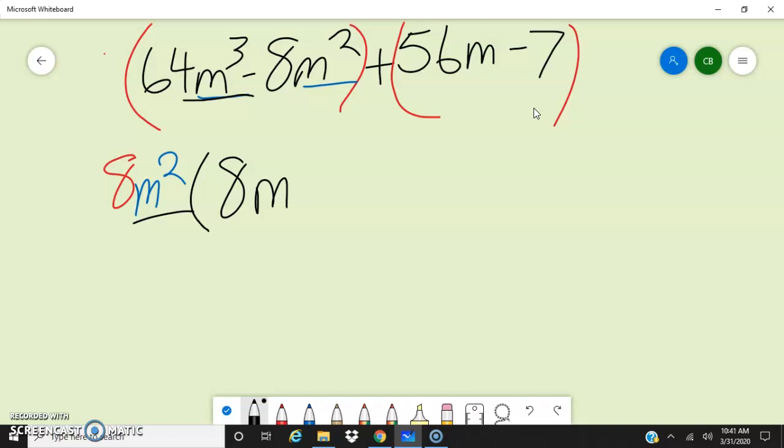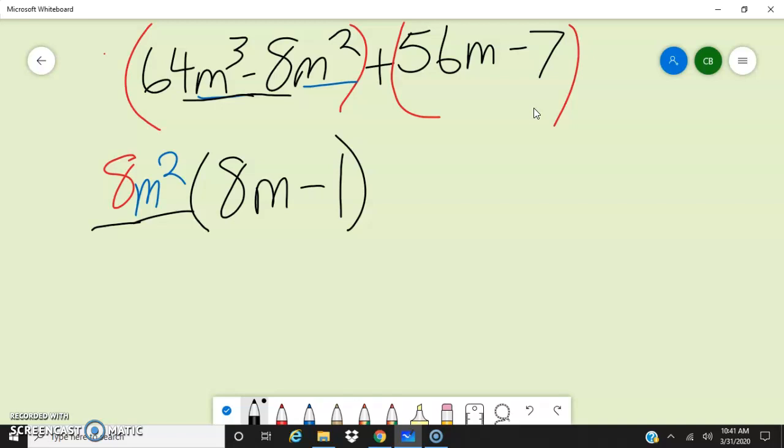Now, go to the next one. So I'm looking at negative 8 divided by 8, which is negative 1. And my m squareds will cancel. Okay, so that just goes away. So that is my new parenthesis.